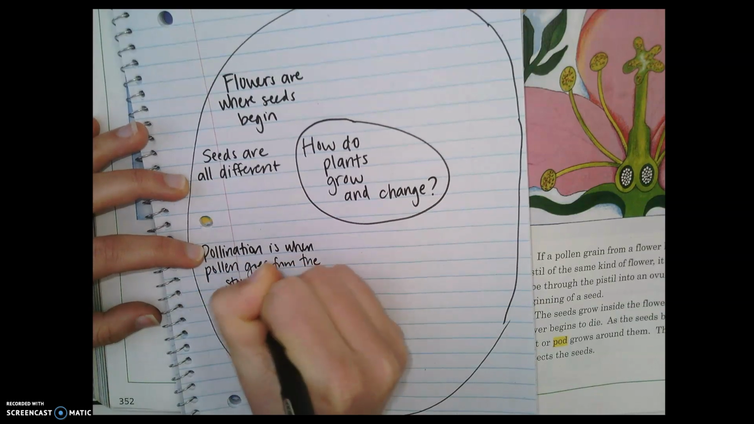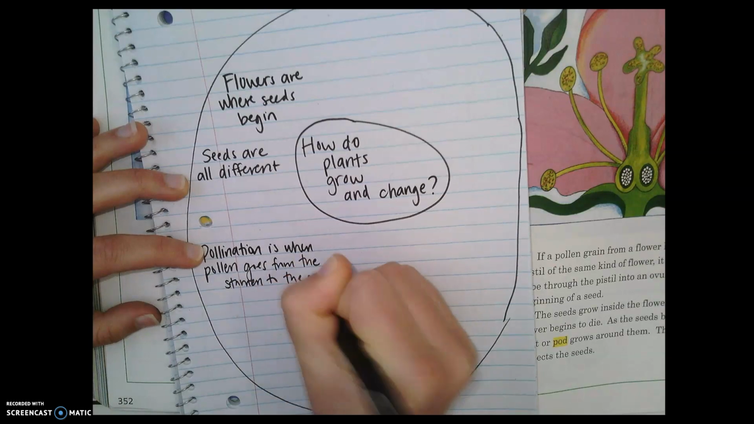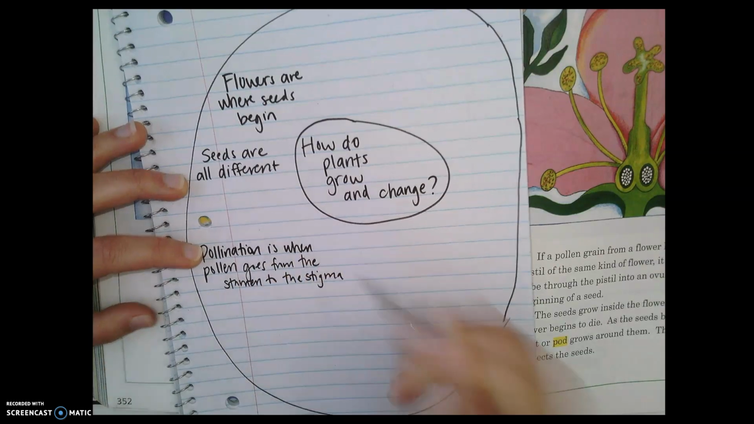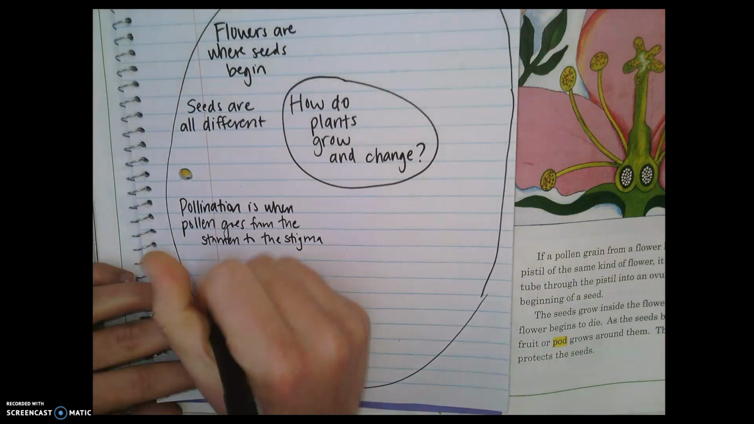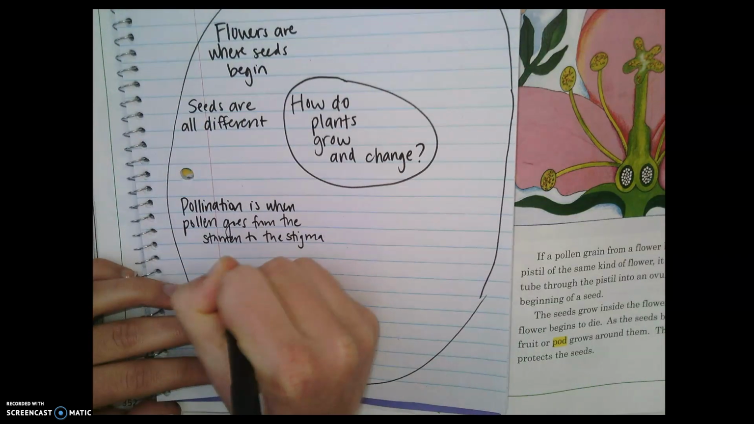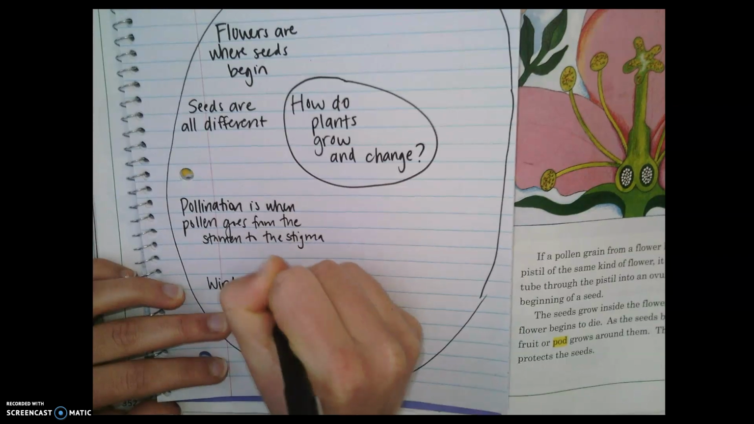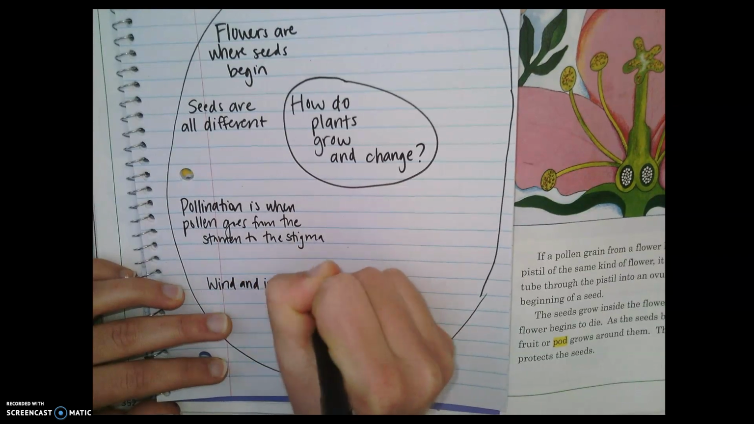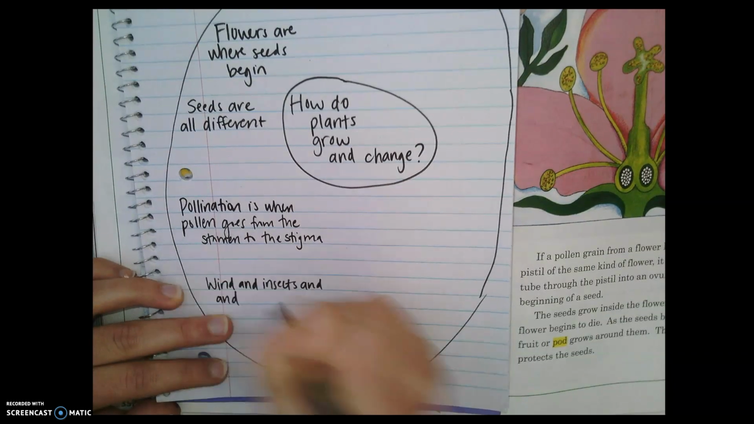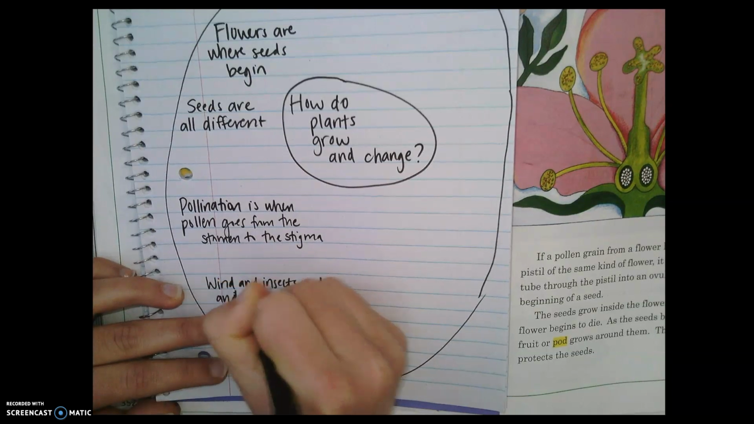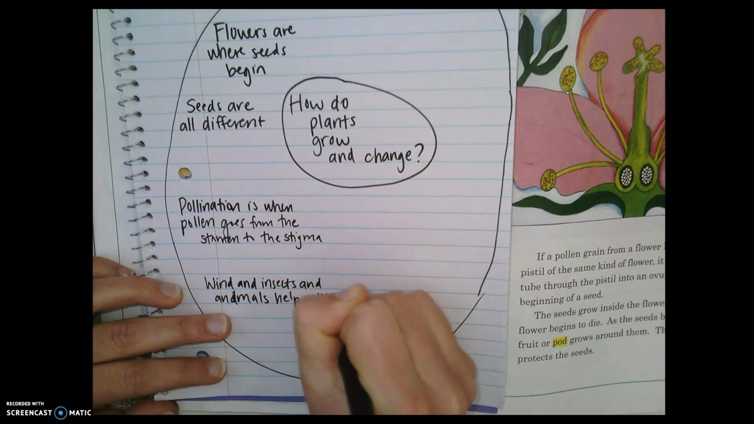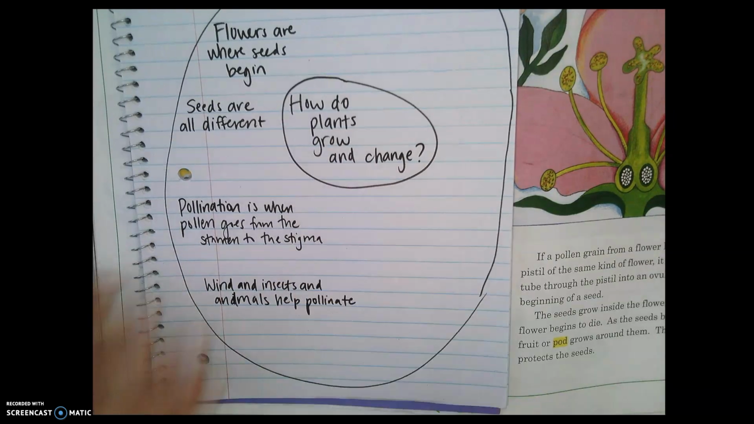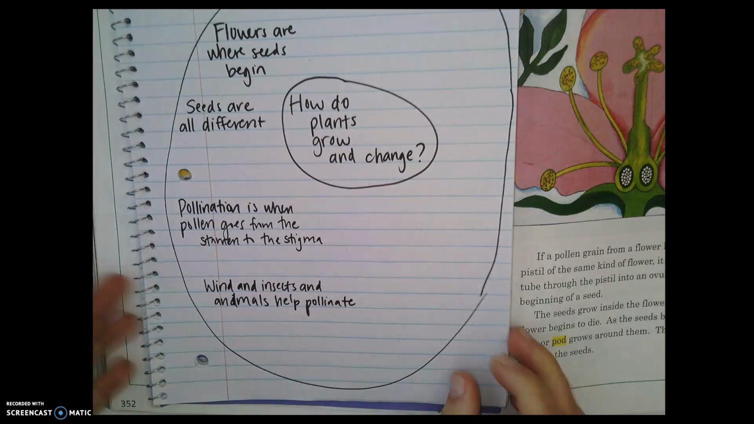And if you still don't understand this process, that's okay. We're doing our best, and there's a lot of big new words and learning that's happening right now. Also, I'm going to say wind and insects and animals help pollinate. And that kind of reminds me of the sock walk we did last week, learning about how seeds get dispersed. Pollen gets dispersed in a similar way.